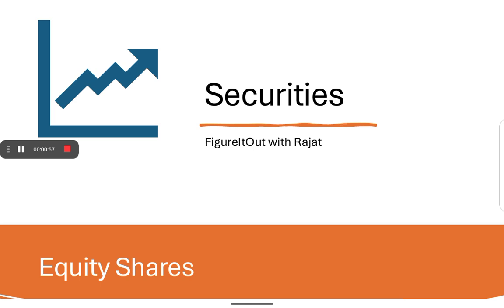The investors can be institutional or retail. Retail investors are investors which invest in small amounts, whereas institutional investors are those investors which invest in huge amounts. So let's start our journey of understanding securities and various types of securities. Our first security will be equity share.